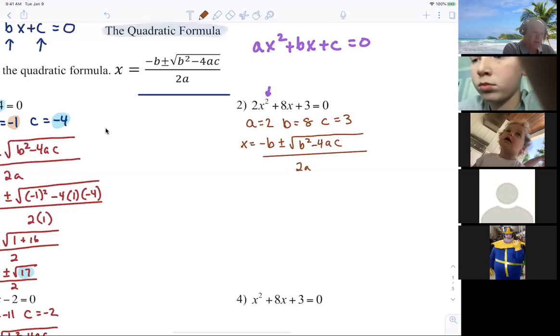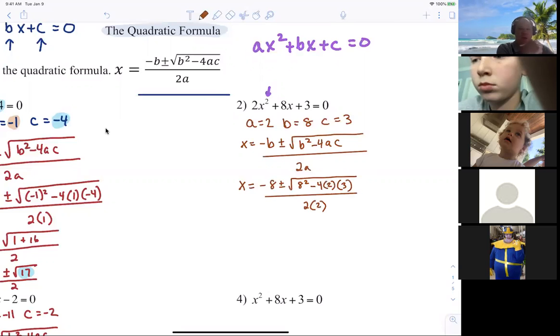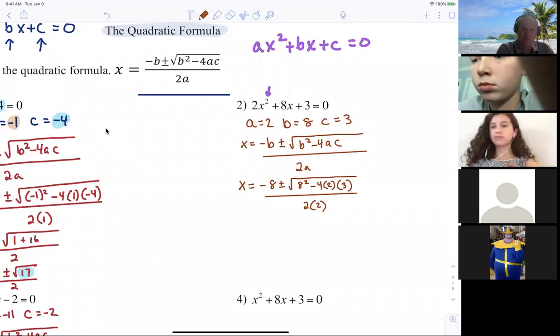Very simple process. x equals negative 8 plus or minus the square root. Now, I'm going to go ahead and write it in this time. 8 squared minus 4 times 2 times 3, all over 2 times 2. Now the question is, is there anybody that's having any trouble with just basic substitution? Anybody have any questions? Okay, straightforward. Now it's just a matter of, can you do the arithmetic?